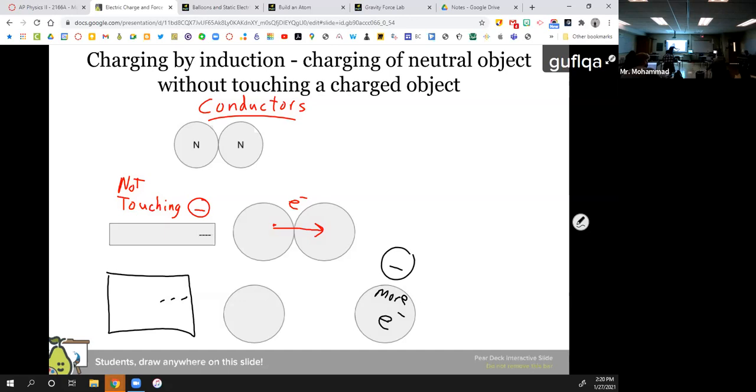So it has a net negative charge. And this one has less electrons, so it has a net positive charge. So even though both of these started out neutral, and there was no transfer from this charged object, we still induced or forced a charge to occur in those objects. So charging by induction, charging by contact, and charging by friction are the three modes of charging.